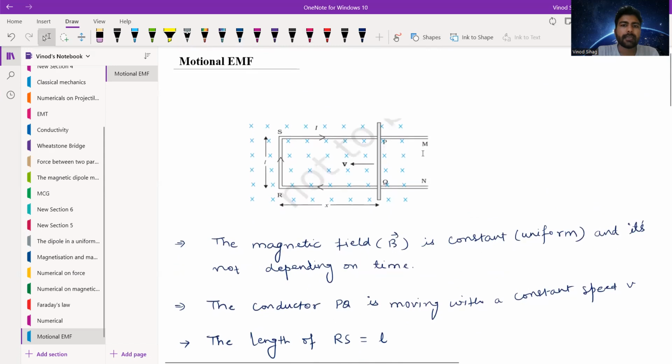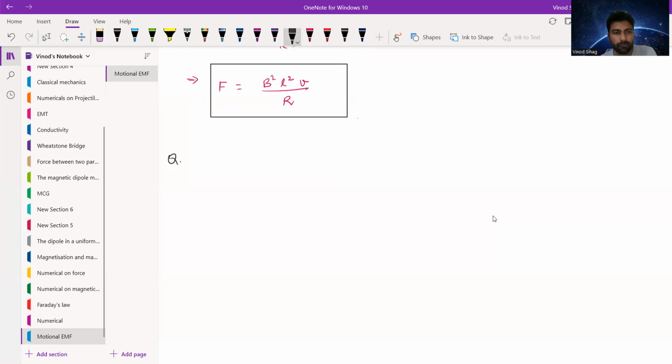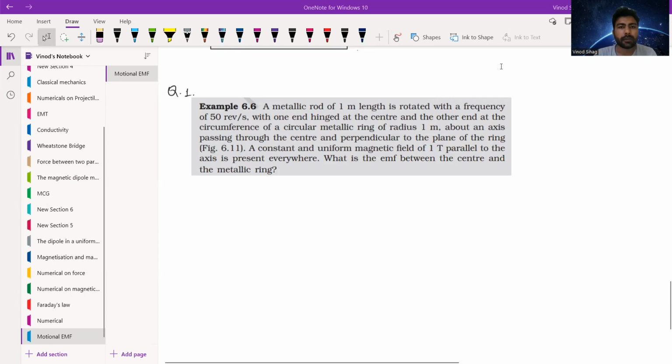So that's all about the motional EMF. And now we will solve one question based on the motional EMF. In this question, what they have given is a metallic rod of 1 meter length rotated with a frequency of 50 revolutions per second, with one end hinged at the center and the other end at the circumference of a circular metallic ring of radius 1 meter, about an axis passing through the center and perpendicular to the plane of the ring. A constant and uniform magnetic field of 1 Tesla parallel to the axis is present everywhere. What is the EMF between the center and the metallic ring? That's what we are going to find out.